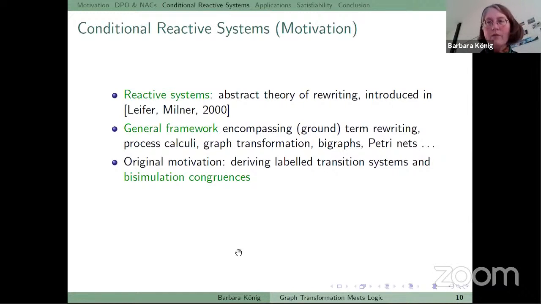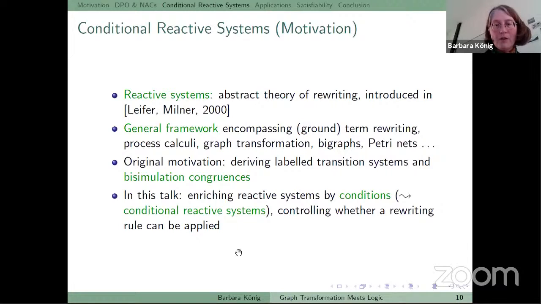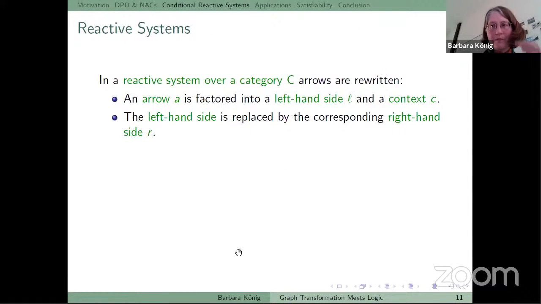I will talk only very shortly about bisimulation at the very end, because my main motivation now is to use reactive systems and enrich them with conditions, because most of the things that have been done with conditions already work in this general setting. And of course, you use conditions similar to graph rewriting. You check whether a rewriting rule can be applied. And this gives you conditional reactive systems.